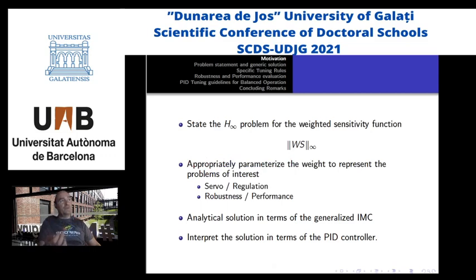We will state what is, in H infinity control, the weighted sensitivity problem, so we will state an infinity norm optimization of the weighted sensitivity. The idea is to put the tuning of the problem in an appropriate way of parameterizing the weight, in such a way that with this parameterization we can deal with the problems of interest about the performance on set point tracking and regulation, and at the same time with the trade-off between robustness and performance. We will solve this problem using the internal model controller and then get the solution and interpret the solution in terms of the PID controller. So this is the main map of what we'll do here.